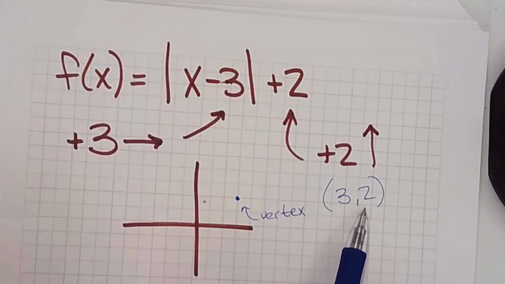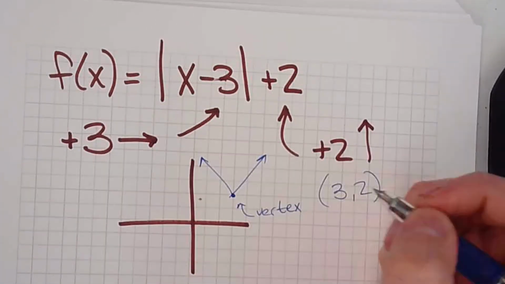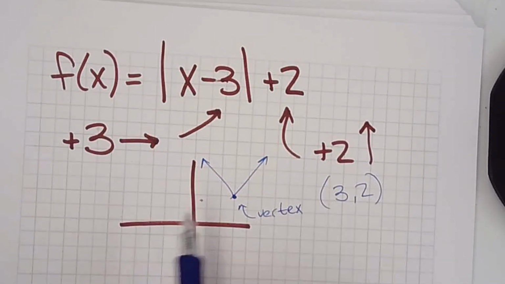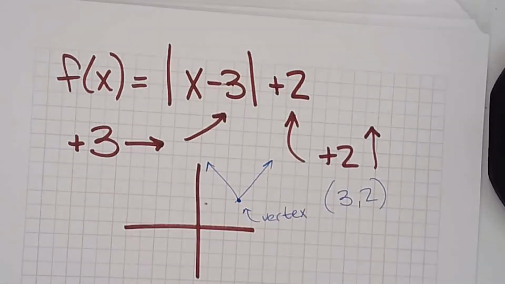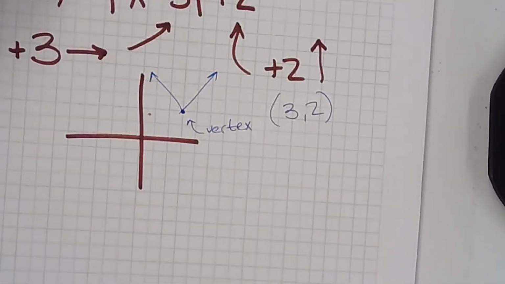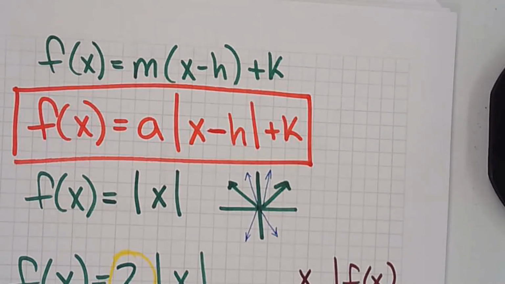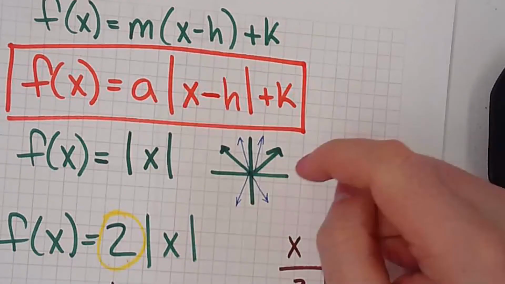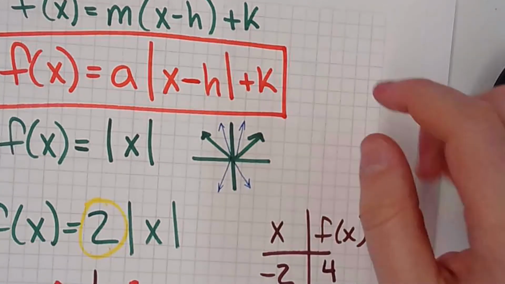And then to do a quick sketch, it's going to be something like that, opening upward, because there's no number in front of here. It's just up 1 over 1. So that's absolute value in a nutshell, and the different numbers that you can plug into it to mess with it. The A value determines how steep it is and what direction it goes. A positive A means it opens upwards. Negative A means downwards. The bigger A is, the steeper it will be.